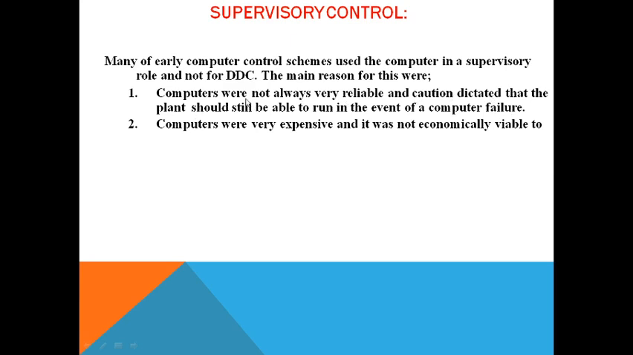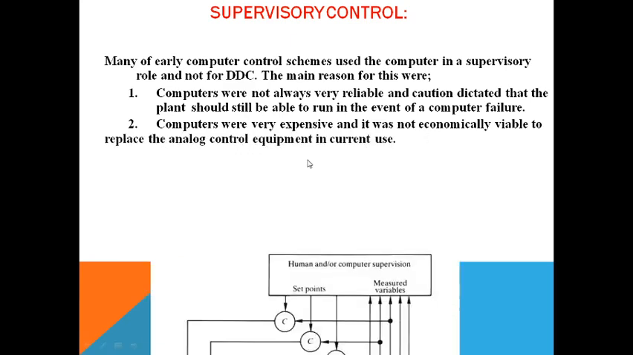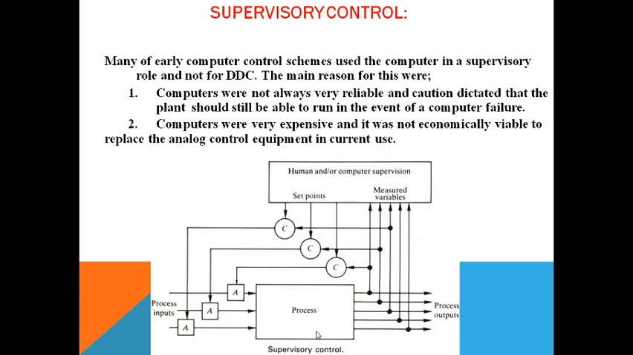Okay, because if there is a failure of light, and if sometimes the generator will not work, then it is very difficult. And if the plant is doing very important work, at that time it is not tolerable that the work is not going on. So this is not preferred traditionally, or sometimes it is preferred and sometimes not. Then computers were very expensive and it was not economical to replace the analog control equipment in current use.